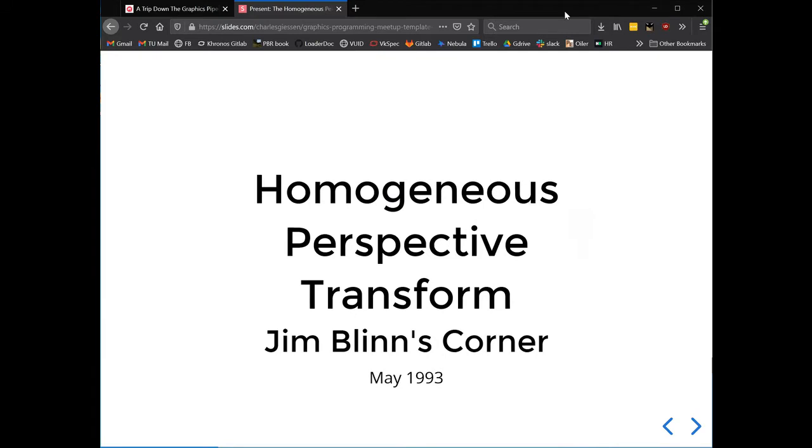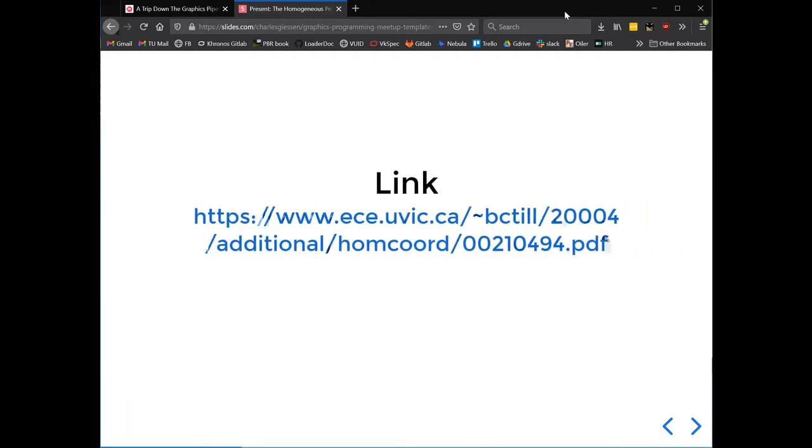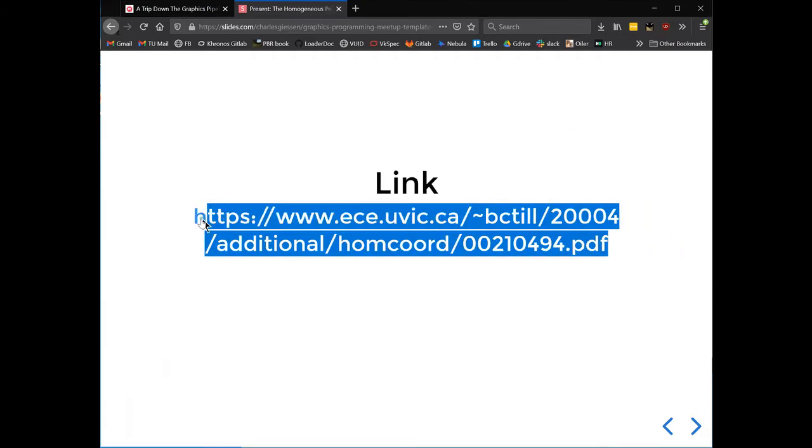This week we're going to be talking about the Homogeneous Perspective Transform, an article written by Jim Blinn in his Jim Blinn's Corner. Date is around May 1993. I put the date there just to signify what year this is happening in. There's a link to it. Can I copy paste? I can. Let me do that. So if you want to look at the paper itself and marvel at its diagrams without the screenshot I took of it pasted here, that'd be okay.